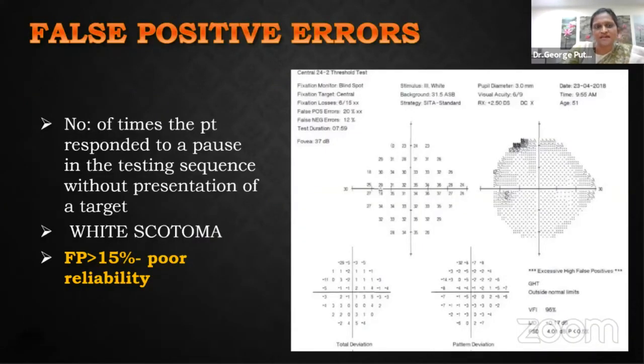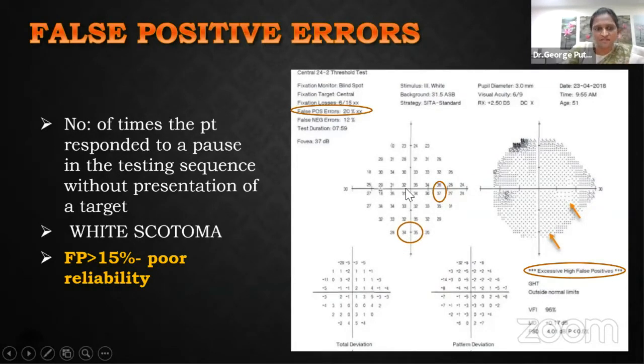False positive errors occur mainly in the trigger-happy patient, when the patient responds even without the presentation of a target. This appears as a white scotoma. Here you can see the white scotoma because of the high retinal peripheral sensitivity, which is equal to the foveal sensitivity. That is very unusual. So a false positive rate of even more than 15% gives poor reliability because it hides the scotomas.